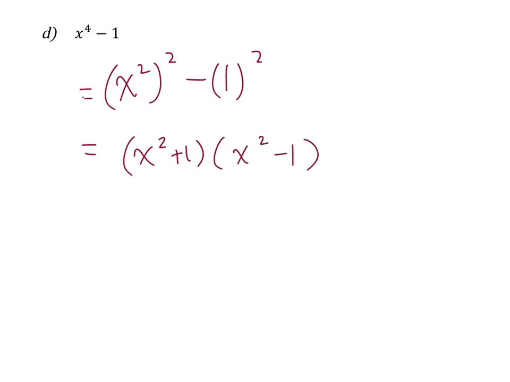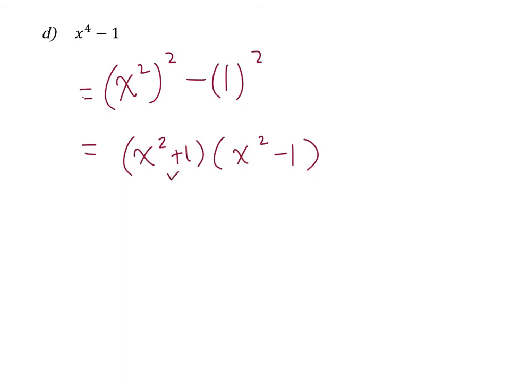Whenever you have this x to the 4th power, it's usually going to have an extra step of one more round of factoring. You always want to look at your final answer and see, can I factor anything else out? So looking at this one, x squared plus 1, there's no factorization of a sum of squares. So this one is good. We don't need to factor that at all.